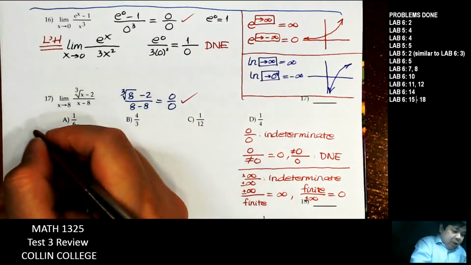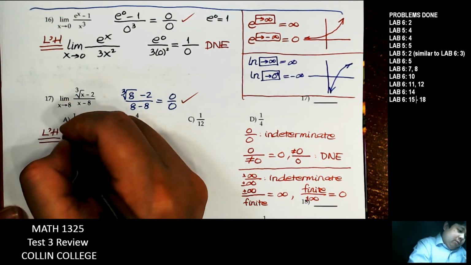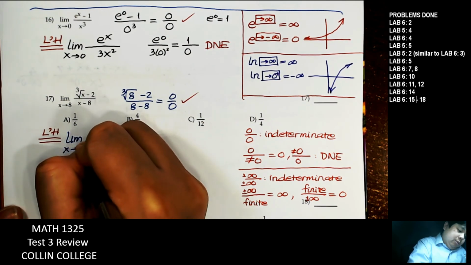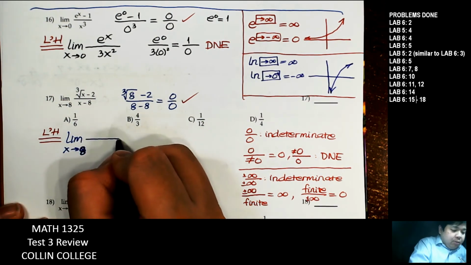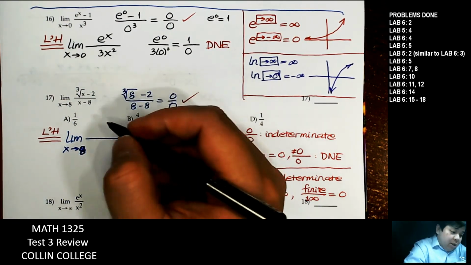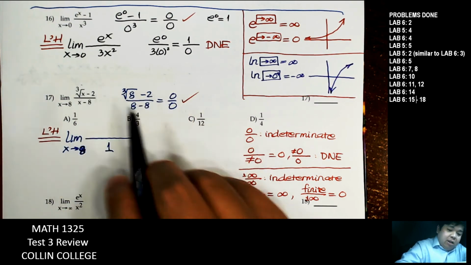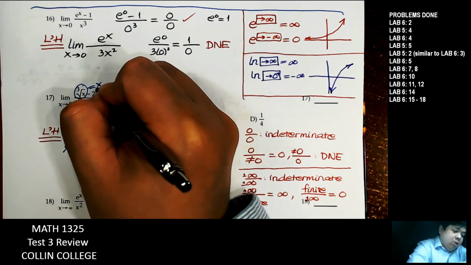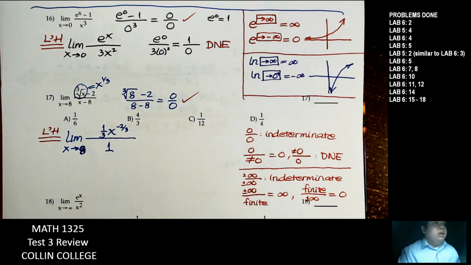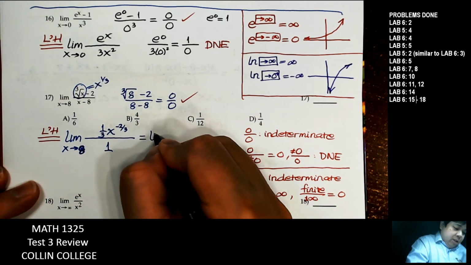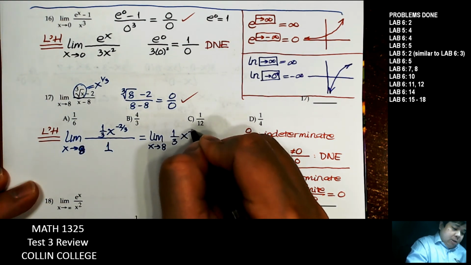Right. So that's pretty much what we need to know for L'Hôpital's rule. We don't have to worry about that. On the test I would not ask that. But exponential, and then this. Right, this one, if we put in 8 for x, we have 0 over 0, which of course is indeterminate. So L'Hôpital's rule, that is 8, not infinity.